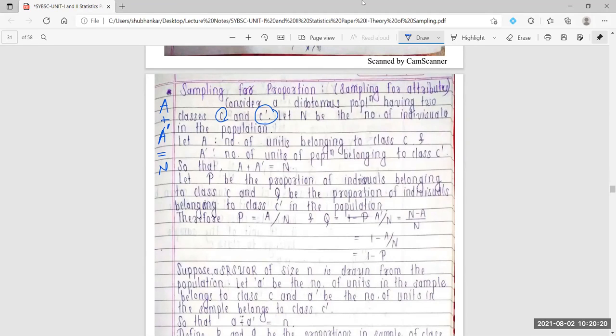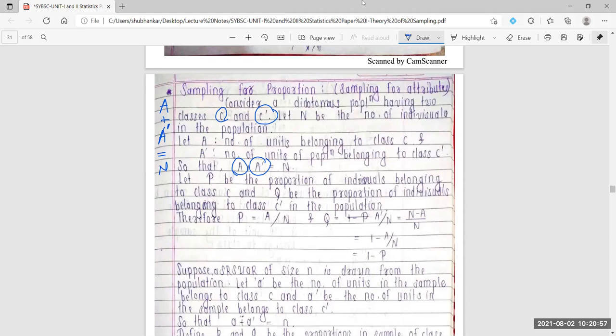Okay, so if we consider the classroom of SYBSc Stat, A means number of boys and A complement means number of girls. A plus A complement is equal to capital N. Here we are not considering transgender. So, sampling for proportion: consider a dichotomous population having two classes C and C complement. The classes mean male and female, that is C and C complement.